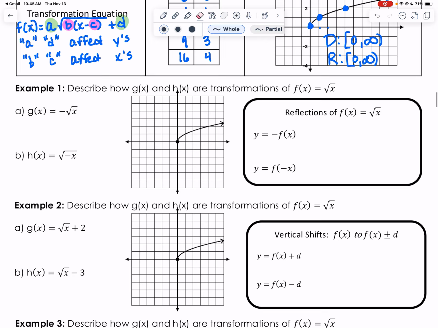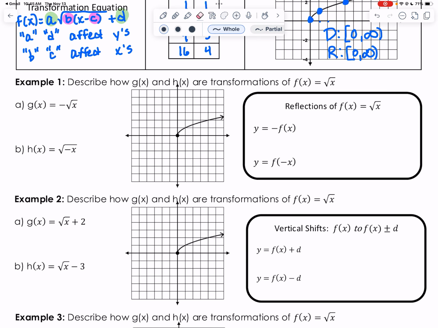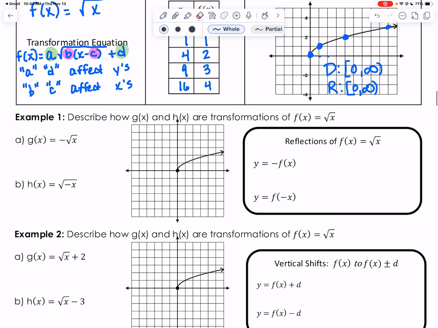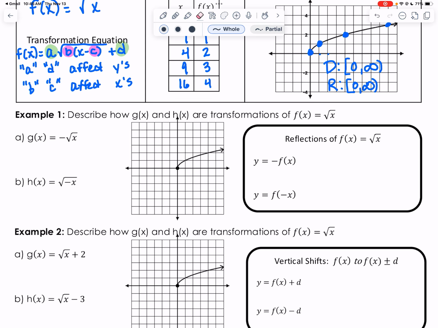Okay? Example 1. Describe how g(x) and h(x) are transformations of the graph f(x) equals square root of x. Now in part A, we have g(x) is equal to negative times the square root of x. Now notice where that negative is. It's on the outside of that square root symbol. So that means our a value in this problem is equal to -1. And we said at the top that a and d affect the y's.